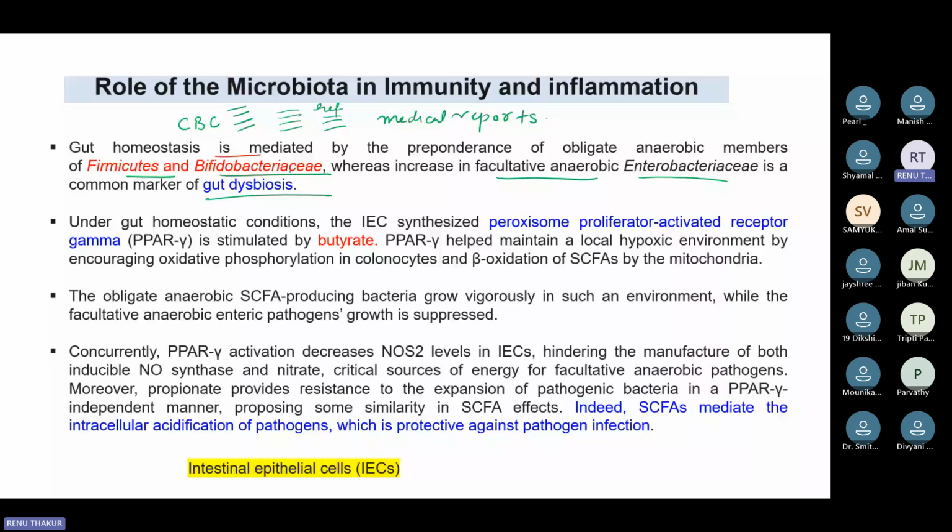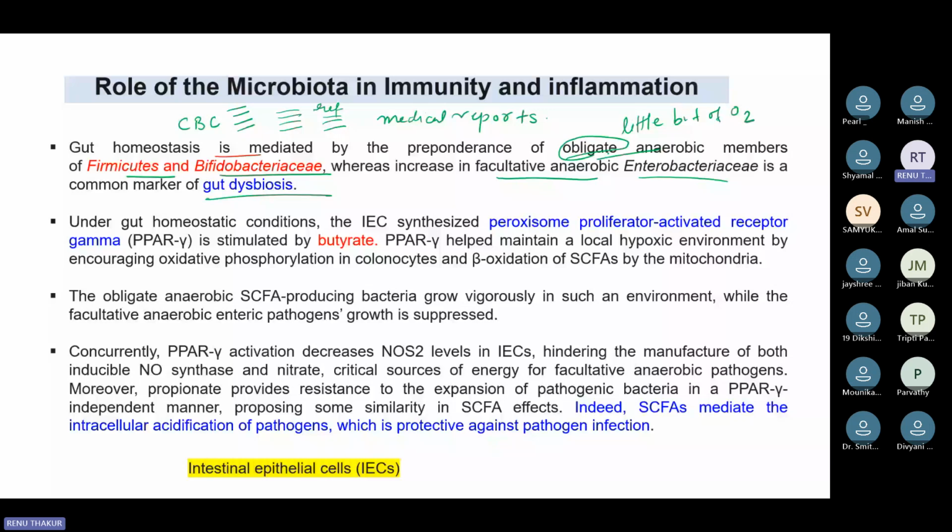Oxygen will inhibit the growth of such Firmicutes and Bifidobacteriaceae. So obligate means it only grows in the absence of oxygen; they cannot be flexible. Obligate aerobic requires oxygen only. If they require obligate anaerobic conditions, then a little oxygen will hinder their growth. Facultative means they are flexible. Even if a little oxygen is available, it will not hinder the growth of bacteria like Enterobacteriaceae, because it is a facultative anaerobe. It can grow in the presence of a little oxygen and also in the absence of oxygen.